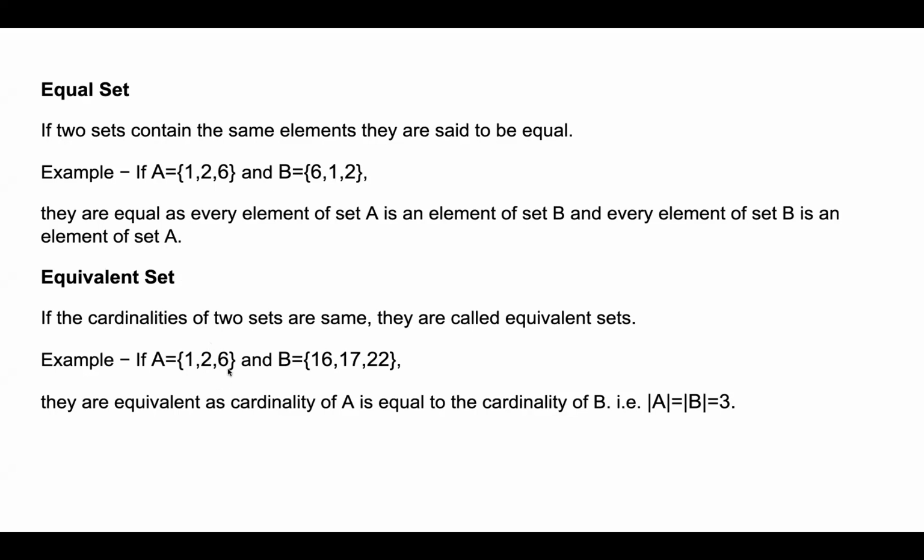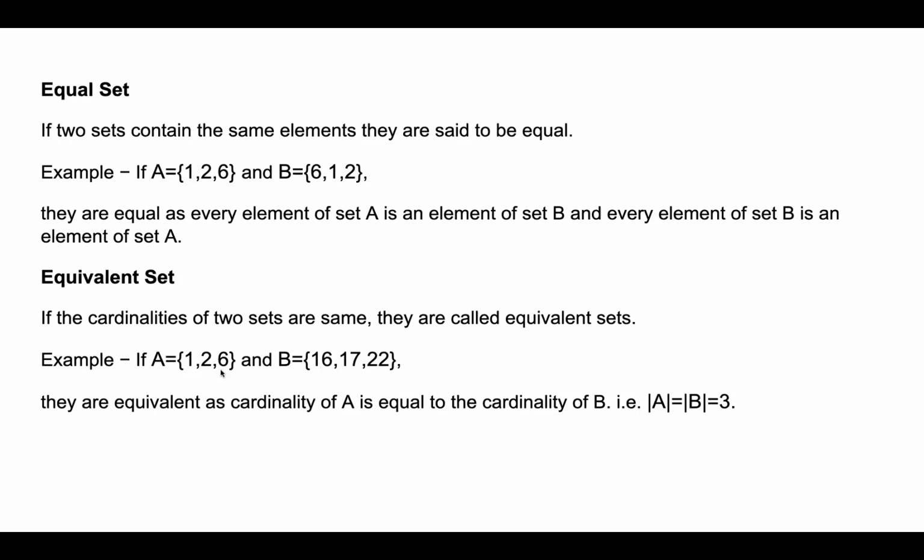Only the cardinality is same. Okay, sets are different. Sets are not equal. They are equivalent because mod A is also 3 and mod B is also 3. But it is not A equal to B. A equal to B in this case 1 2 6 and 6 1 2. Here in this case mod A is equal to mod B is equal to 3.